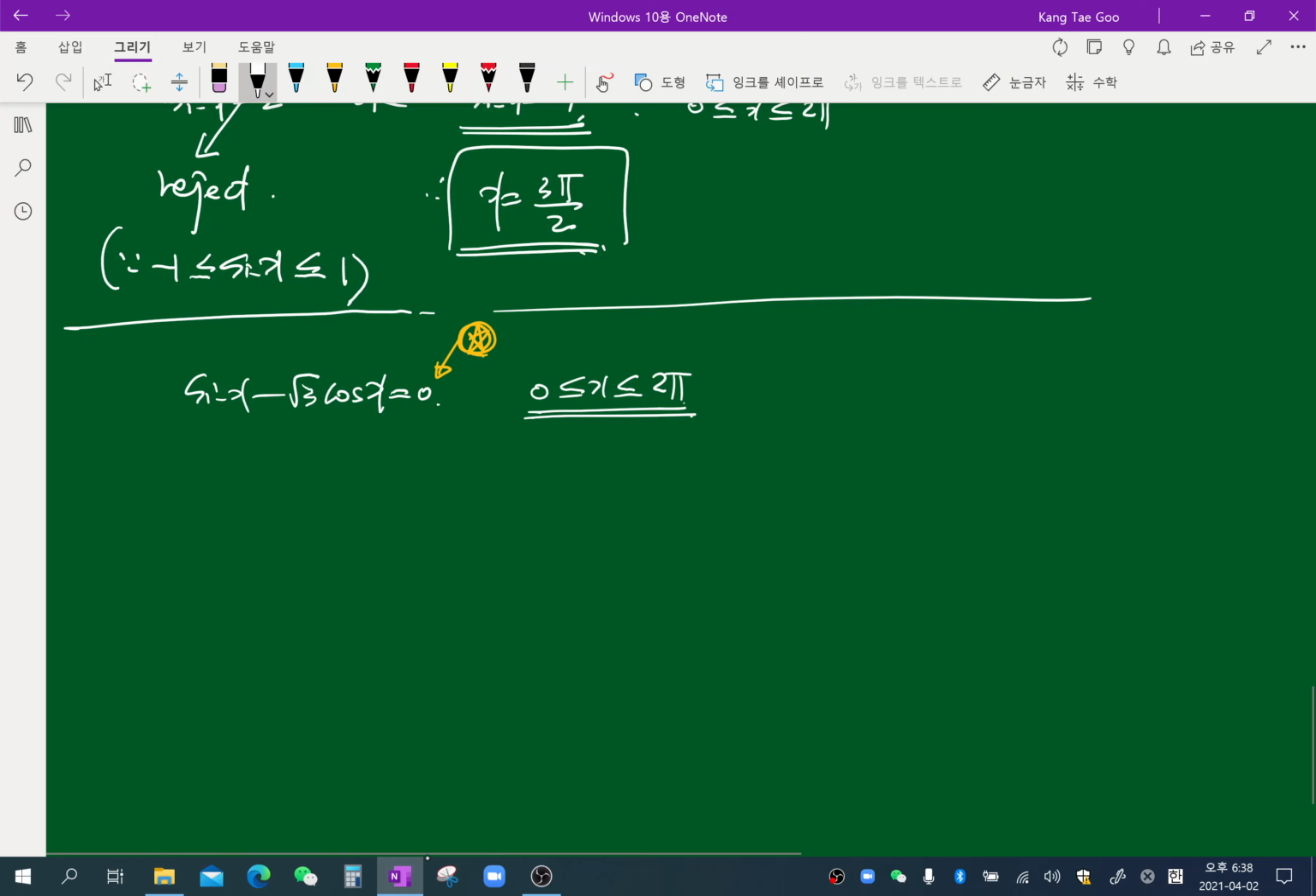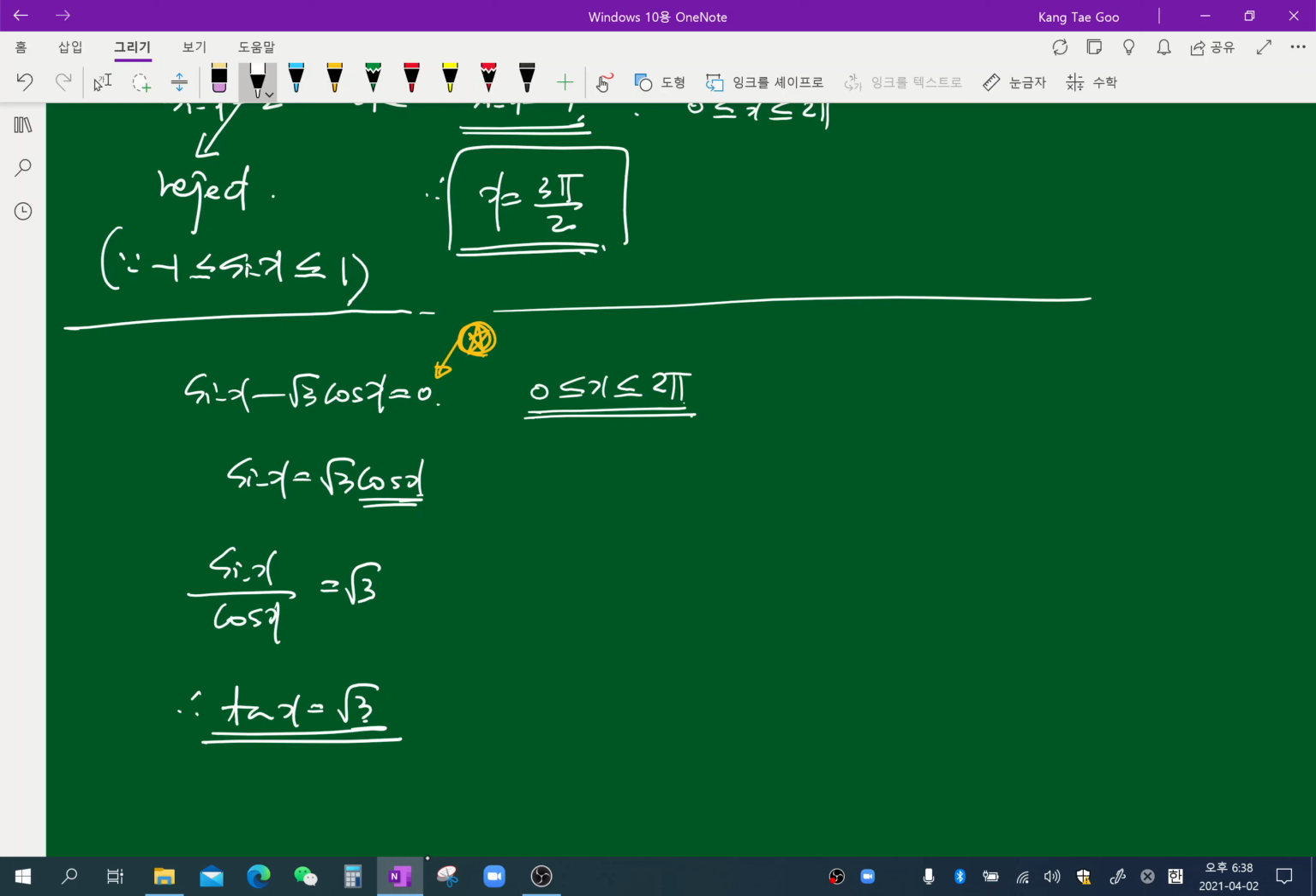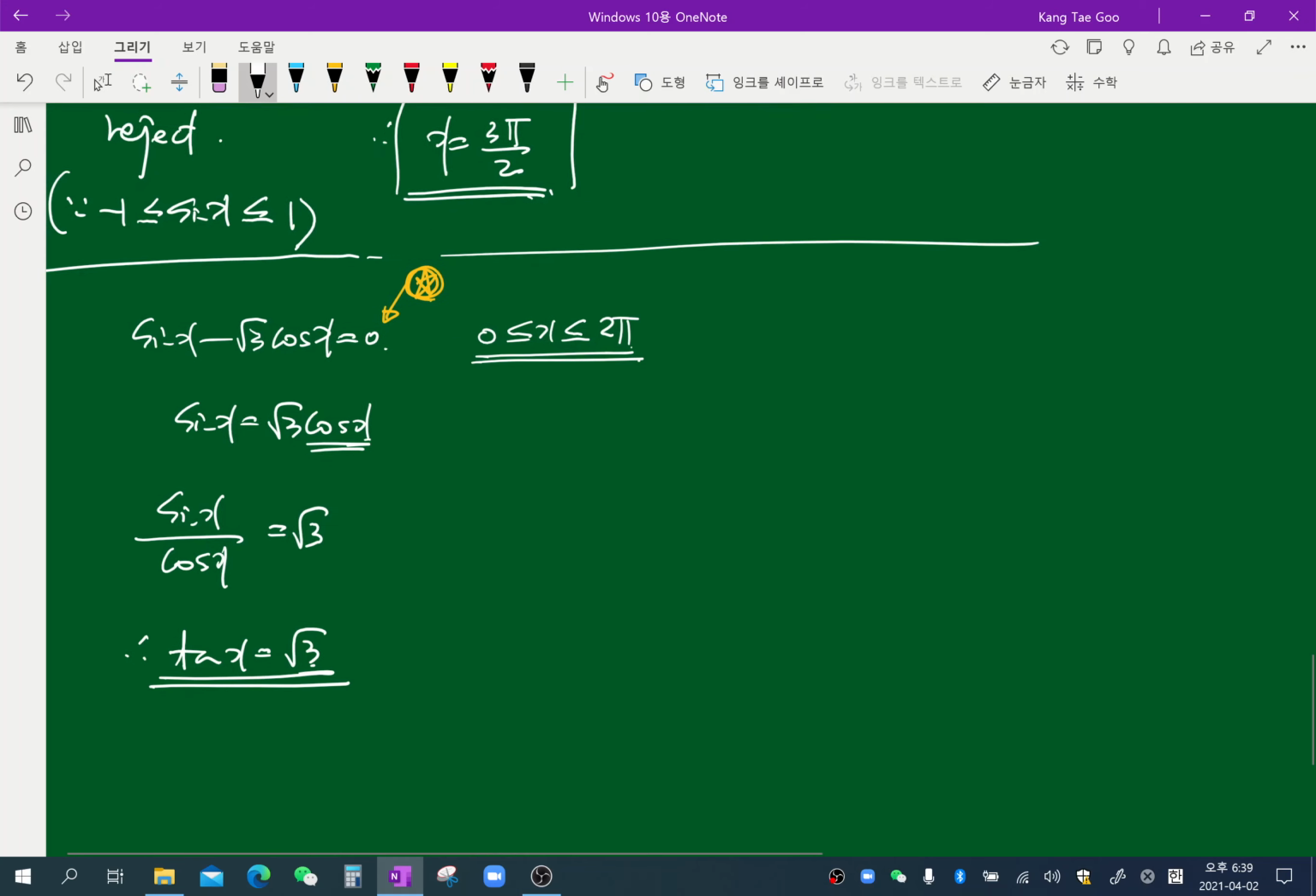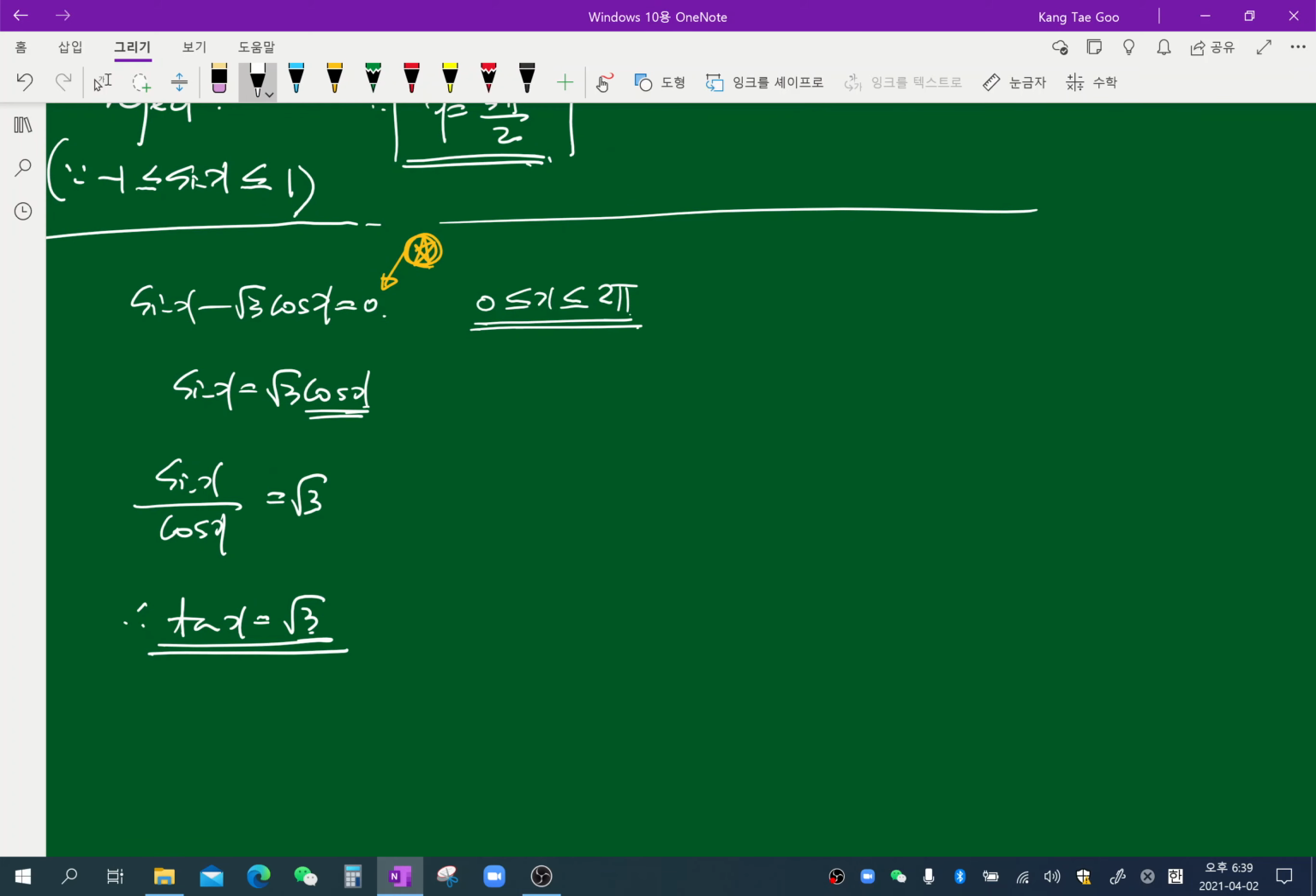Since your right hand side is 0, sine x equals square root 3 cosine x. Then we bring this cosine to the left hand side, so sine x over cosine x equals square root 3. Then it turns to be tangent x equals square root of 3. This is an easy trigonometric equation, and the rest I won't do.